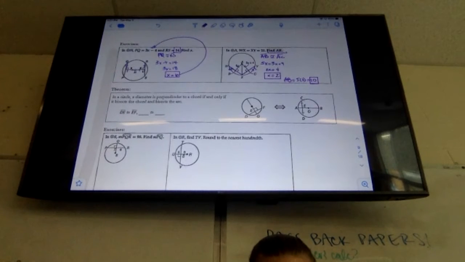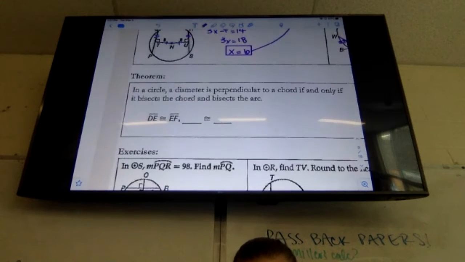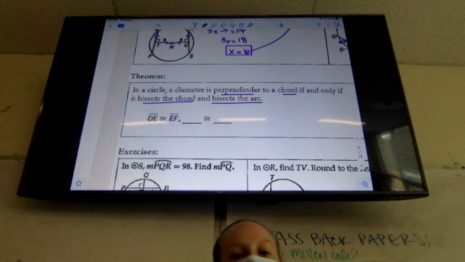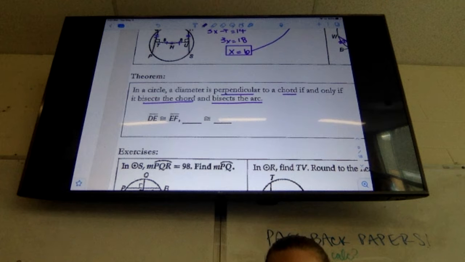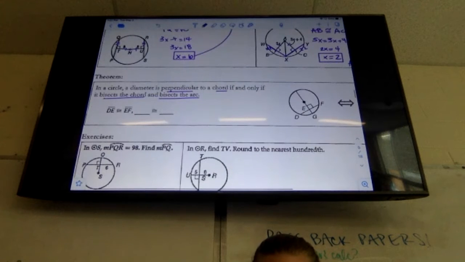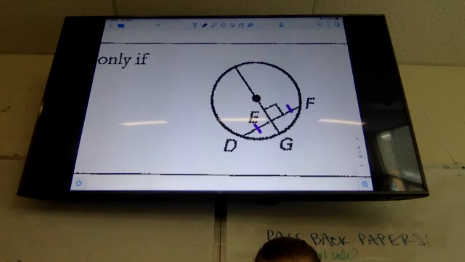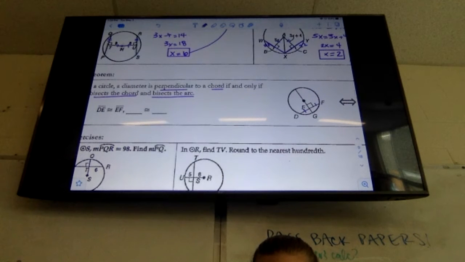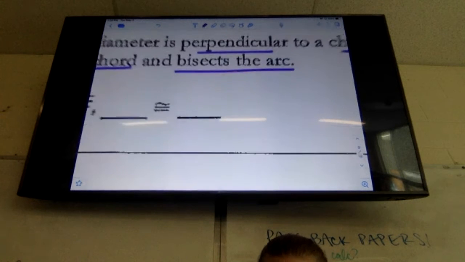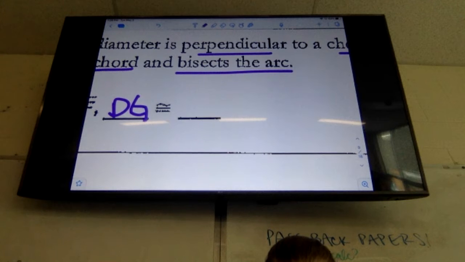The next one says in a circle, the diameter is perpendicular to a chord if and only if it bisects the chord and it bisects the arc. So what this is saying is that a diameter is perpendicular to a chord if and only if it bisects the chord. That means DE is congruent to EF. They already told us that. And it bisects the arc, which means that arc DG is congruent to arc GF.